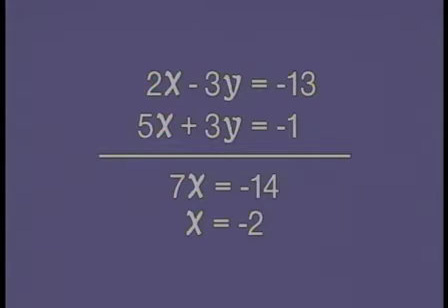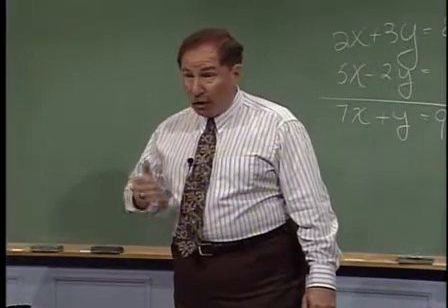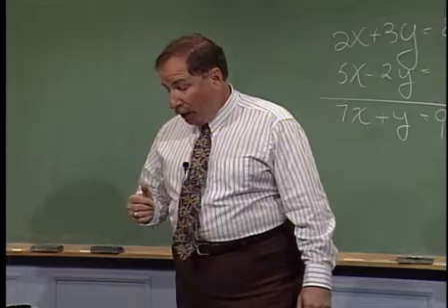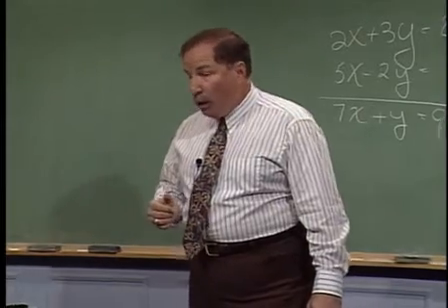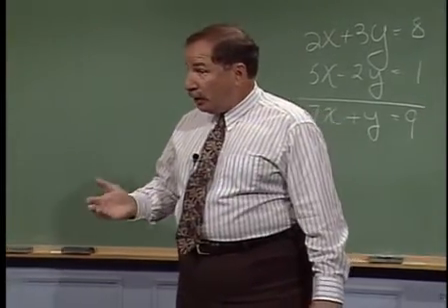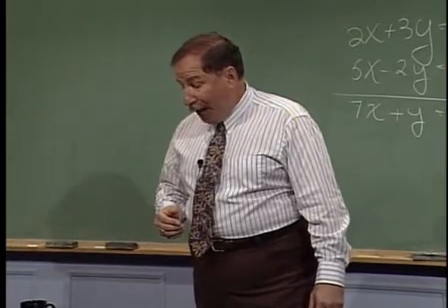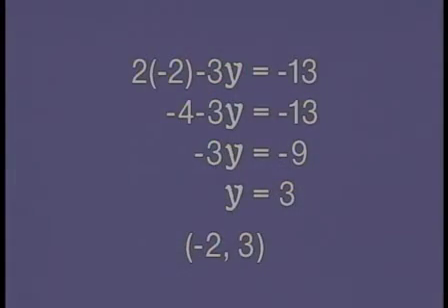Are we done? Absolutely not. Remember, our solution has to have both an x and a y. So what do we do? We go back to one of the original equations. Let's look at the next visual. We can see I've selected to use 2x minus 3y equals -13. It doesn't make a difference which one you choose.